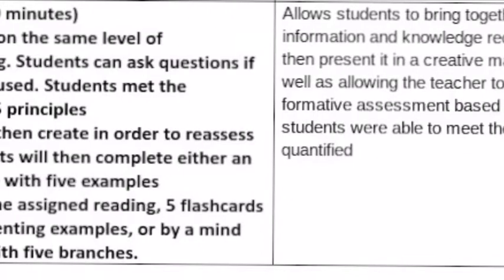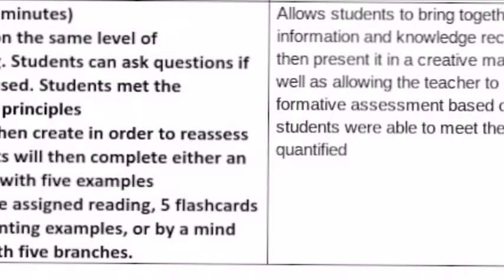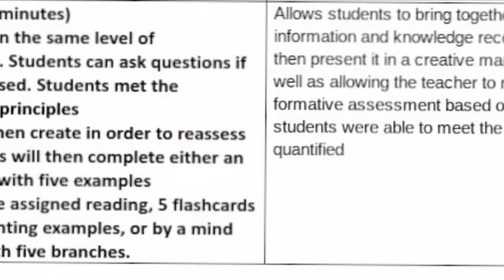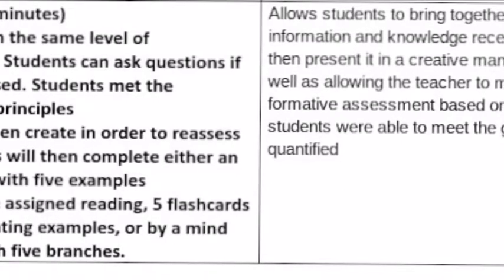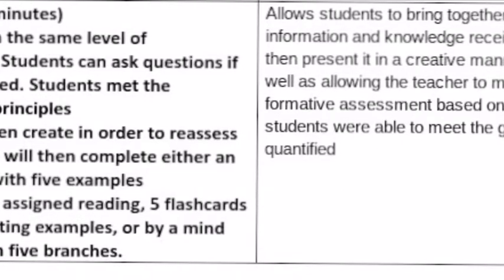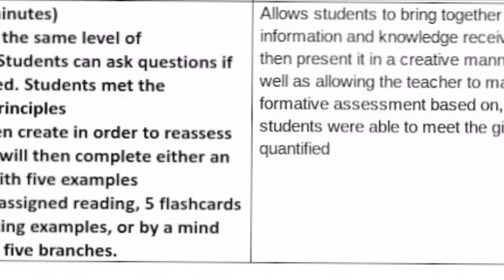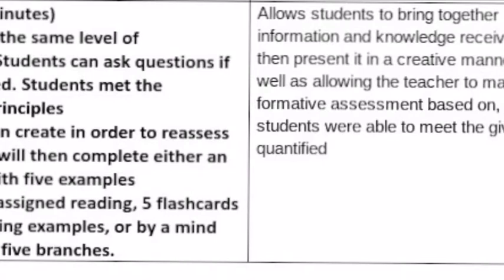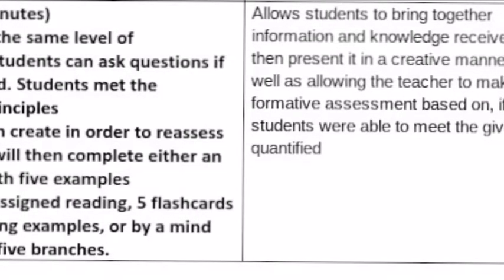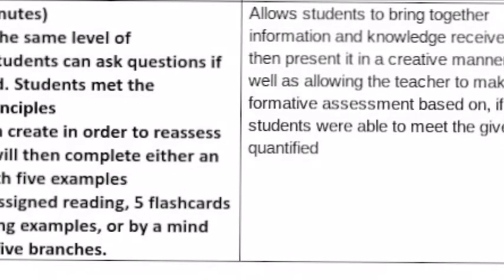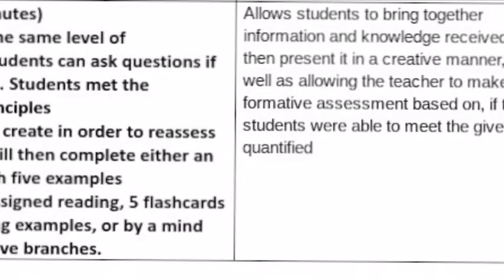This is where evaluation, the last E, comes in, which is roughly around 10 minutes, since students are at the same level of understanding, and this is where they can ask questions if they found any information confusing. We check whether the students have met the minimum of 5 principles. If not, then create an order to reassess. Students will then complete either an outline of the 5 examples from the assigned reading, 5 flashcards representing examples, or a mind map of 5 branches.